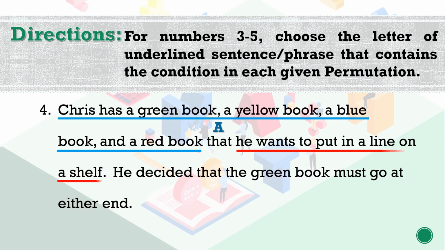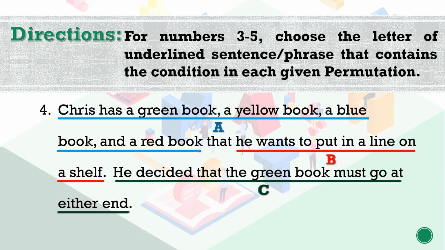Number 4. Chris has a green book, a yellow book, a blue book, and a red book that he wants to put in a line on a shelf. He decided that the green book must go at either end. The answer is letter C.